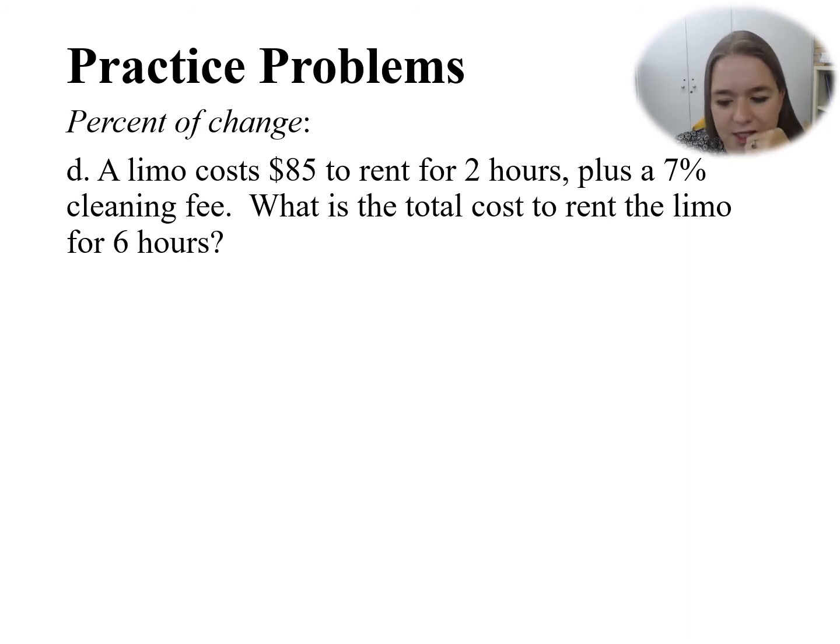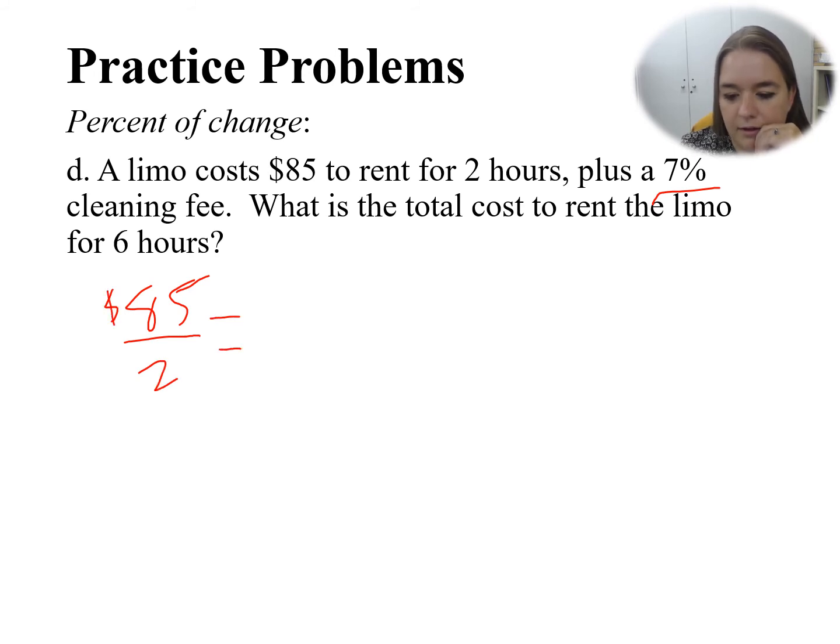So percent of change, I know that it's going to cost me $85 to rent for 2 hours, but I need it for 6 hours. So let's deal with our percent in a minute here. If it's $85 for 2 hours, I want to know what price it'll be for 6 hours. So when I do that, I multiply both sides by 6, and I get 85 times 6 equals 510 over 2 equals 255.